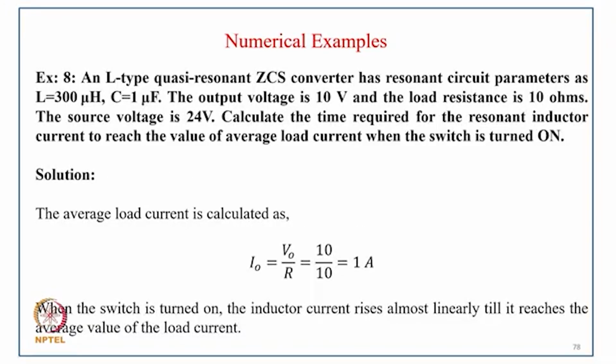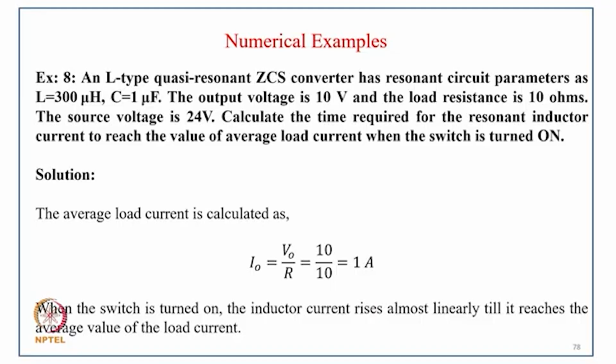Coming to example 8: an L-type resonant zero current switching converter has resonant circuit parameters L equal to 300 microhenry and C equal to 1 microfarad. The output voltage is 10 volt, and the load resistance is 10 ohm. The source voltage is 24 volt. Calculate the time required for the resonant inductor current to reach the value of average load current when the switch is turned on.